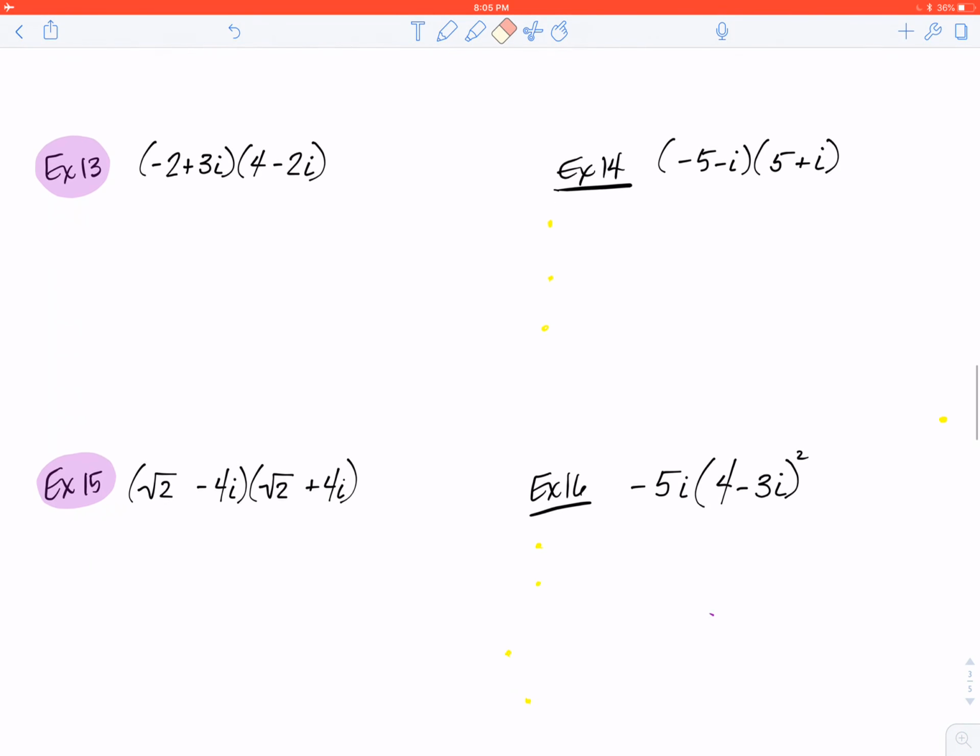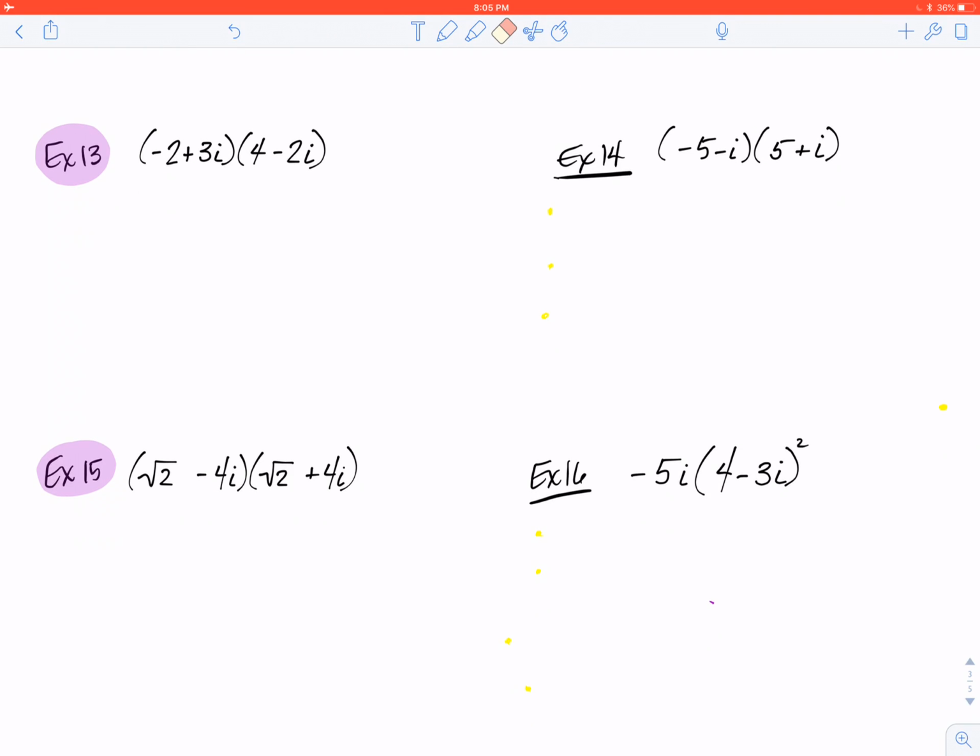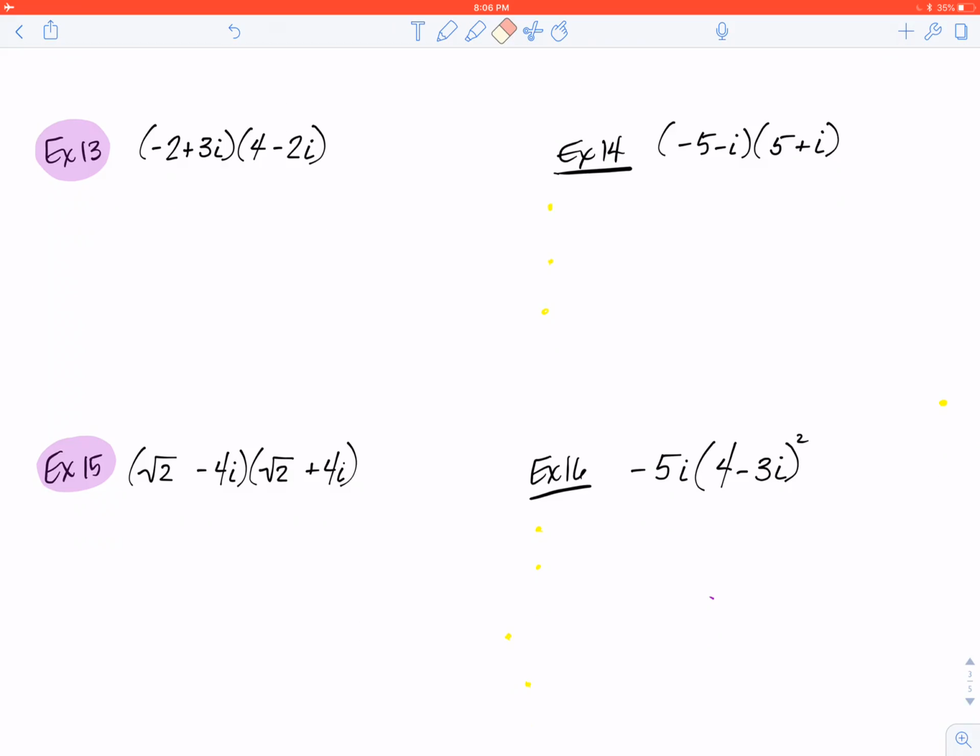And if you would jump down to example number 14. Example number 14, this is a multiplying. So all we're going to be doing is FOILing. So let's get the firsts together. Negative 5 times 5 is negative 25. Then your outers, negative 5 times i is negative 5i. Your inners, negative i times 5 is negative 5i again. And then your lasts, negative i times positive i, is going to be a negative i squared. And so you've got your first, outer, inners, and last.